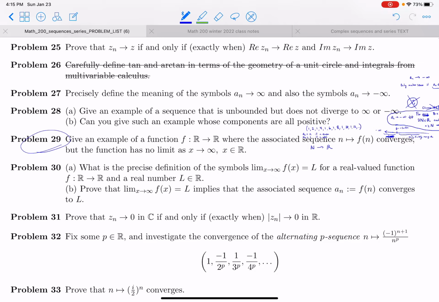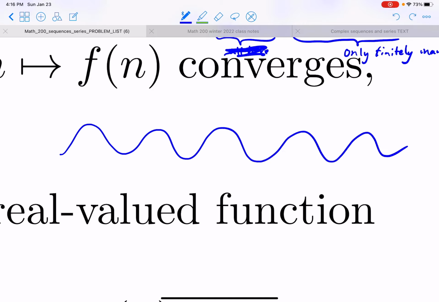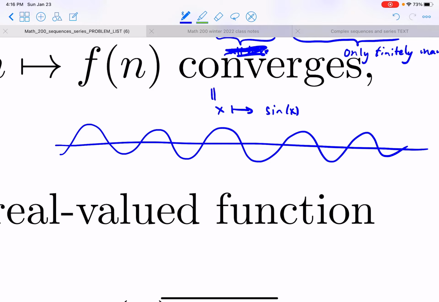Okay. Problem 29. Give an example of a function where the associated sequence converges, but the function has no limit as x goes to infinity. Okay. So if you do like a wavy sine wave, here's a function. That's my function, x goes to sine of x. It's a real valued function. It's not a sequence. This is a real valued function, a map from the real numbers to the reals. And it has no limit because it keeps going up and down, up and down. So its limit's not 1, its limit's not -1, its limit's not 0. It just bounces around. It has no limit.